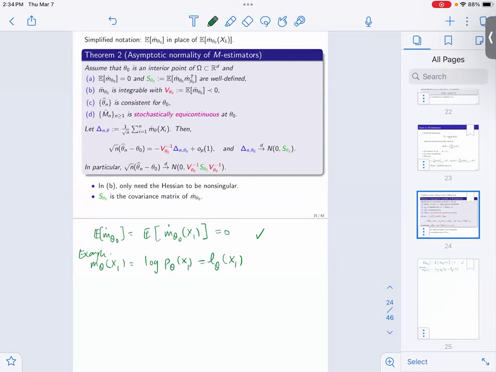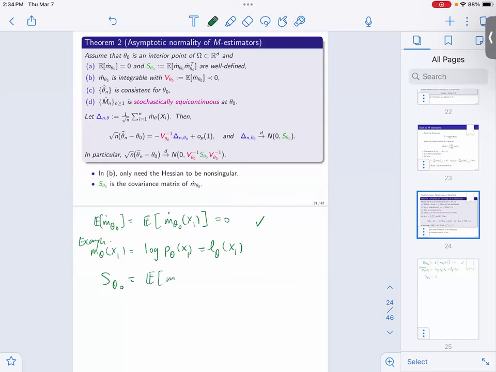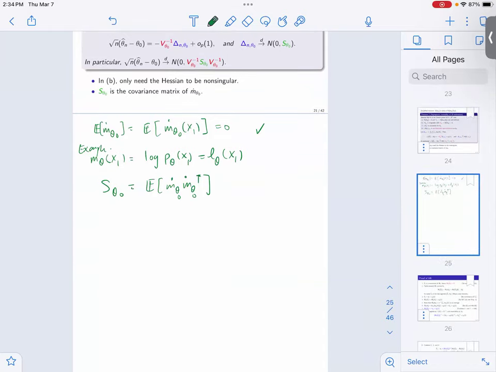The second: we're going to assume that S_theta0 is well defined, which means that the second moments exist. These are all functions of x. If it has zero mean, then in the case of the log likelihood, what would this quantity be? This is going to be the Fisher information. This turns out to be the covariance of the score under the first assumption. So S_theta0 would be the Fisher information matrix for the MLE. So that's the first condition.